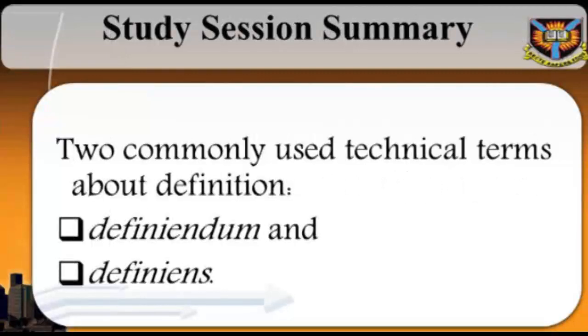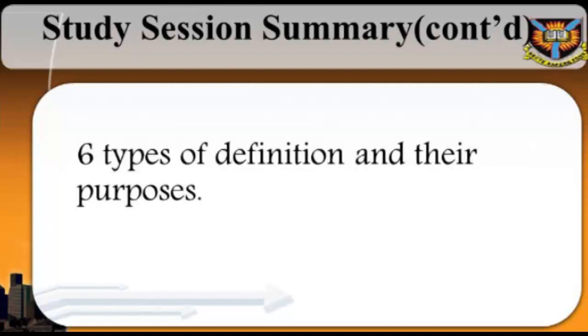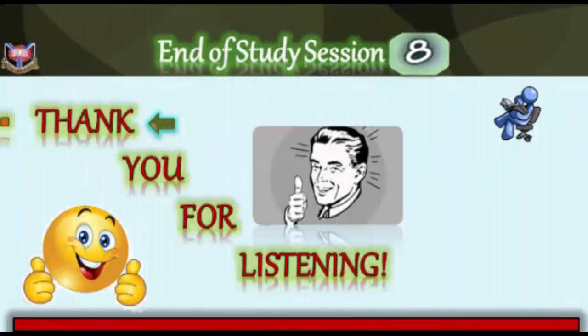Study session summary. In this study session, we started by looking at the two commonly used technical terms about definition, definiendum and definiens. We went on to discuss 6 types of definition and their purposes. End of study session 8.